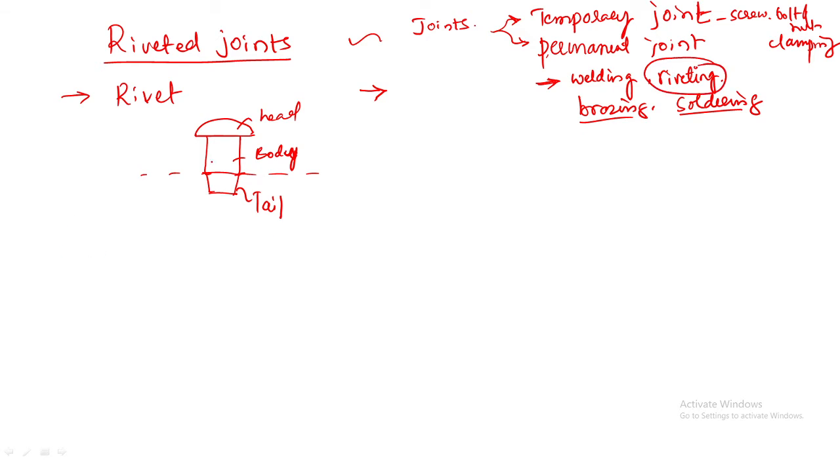So now this is a rivet. Riveting is a process where you need to drill holes in the plates you want to join. Then with the help of some die, you need to convert the tail portion into a head portion. After that, you need to perform two more operations, that is caulking and fullering.